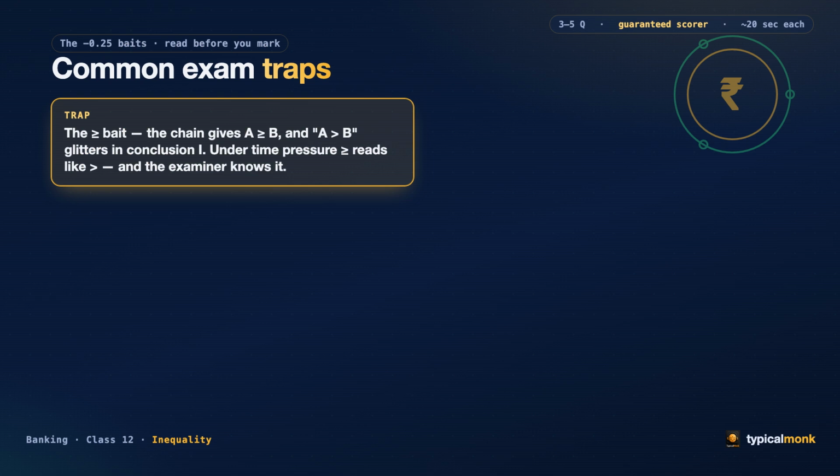Now the traps the examiner has worked hardest on. The minus 0.25 baits. Trap 1, the greater than or equal to bait. The very one that took Raya's mark. The chain gives A ≥ B, and glittering in conclusion 1 is A > B. Under time pressure, greater than or equal to looks like greater than to the eye, and the examiner knows it.